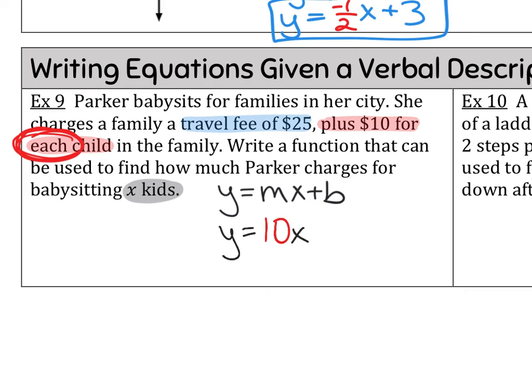Now I have this number 25. Where should the 25 go? By the B, in front of the B. It's called a flat fee or an initial value. If you hire me to come be your babysitter, and I babysit for 0 hours, but I still showed up at your house, I still owe $25 for getting there. It's called a flat fee. It's like shipping and handling. It counts once, $25 to go down the street.